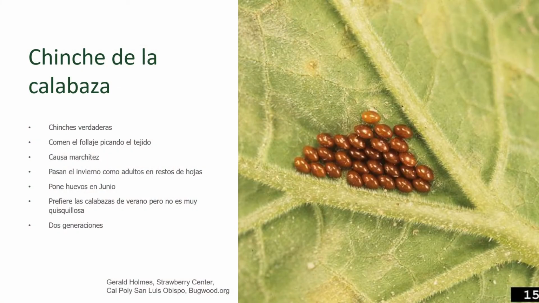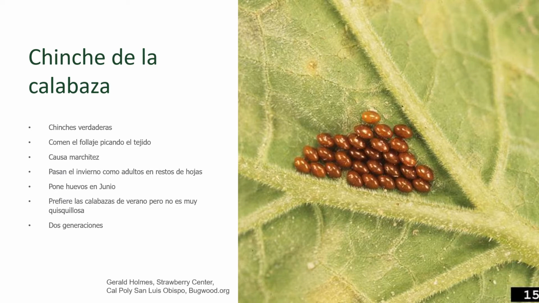Squash bugs are true bugs, which means that they have a piercing, sucking mouth part. They have a shield-shaped body and are somewhat flattened, but they're very active and move around. As a piercing, sucking insect, they have a straw-like mouth part, and they use this to impale leaves, stem, or even fruit tissue and draw the sap from the plant.